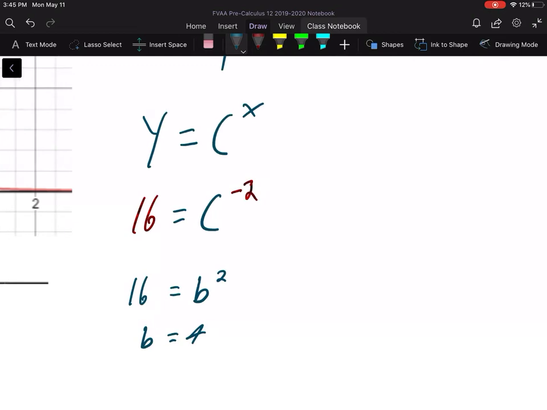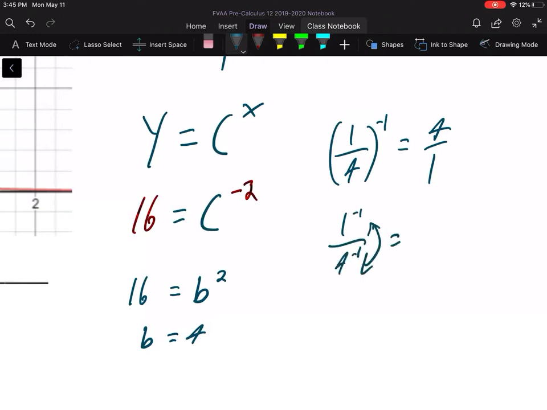So if I had 1/4 to the -1, that would give me 4/1, because that's how you make an exponent positive. We talked about this in grade 10, I think, where with 1/4 to the -1, I would flip the fraction, and that would give me 4 to the 1 over 1 to the 1, which would equal 4.